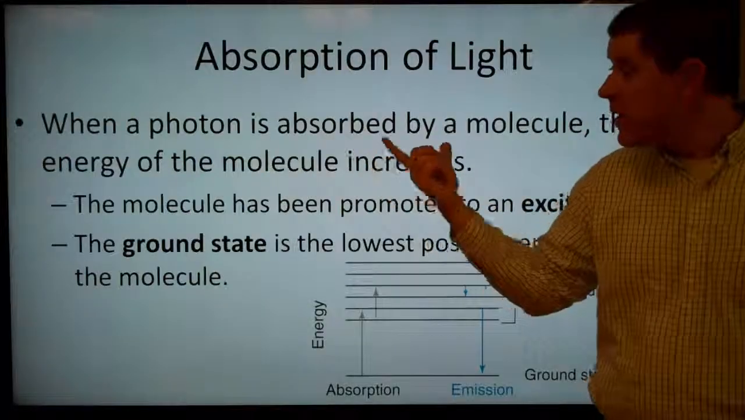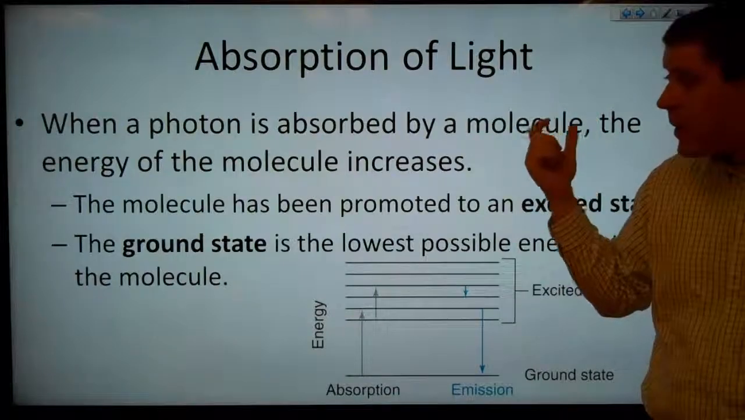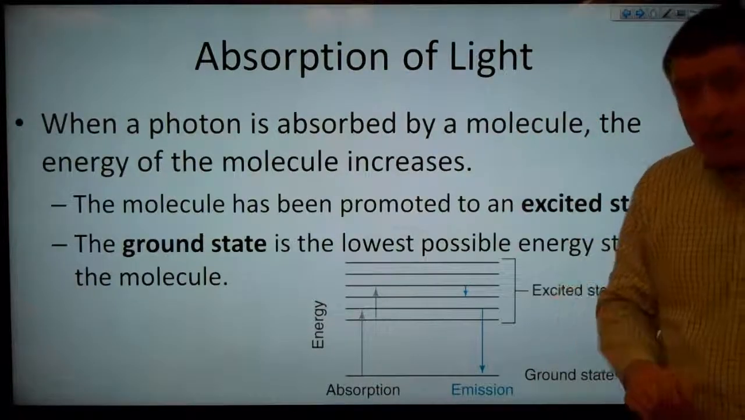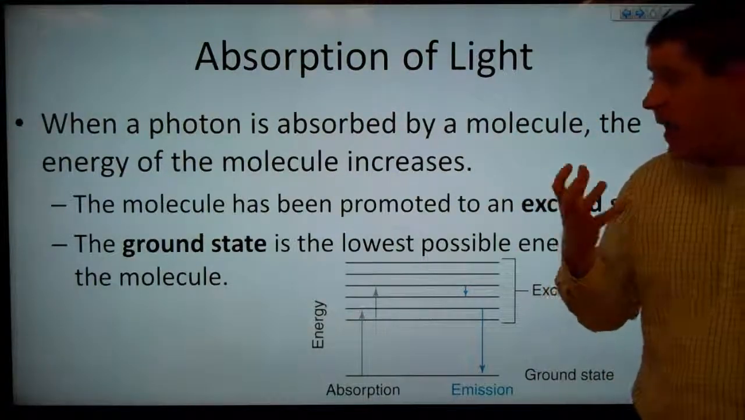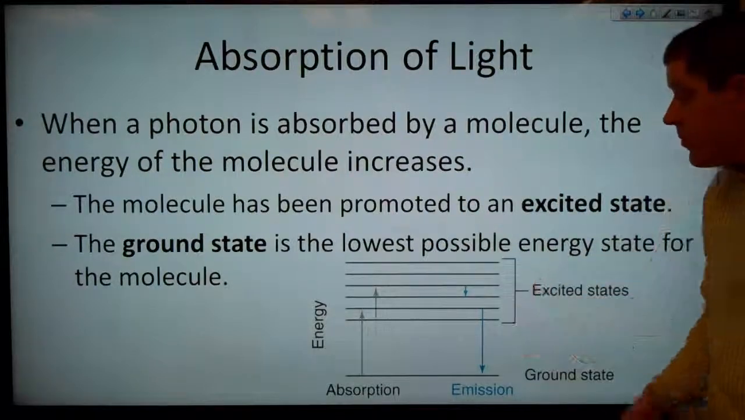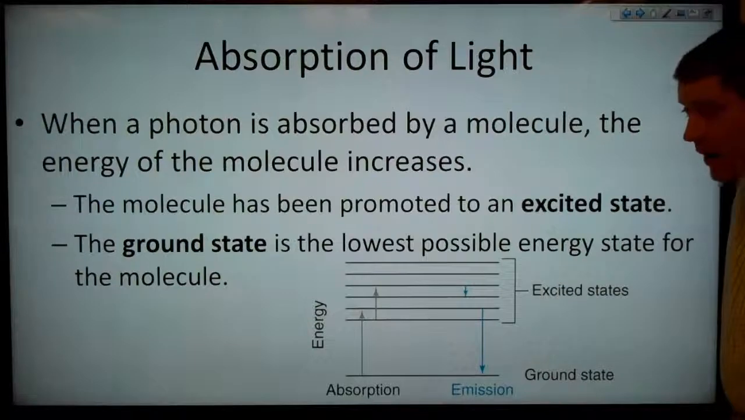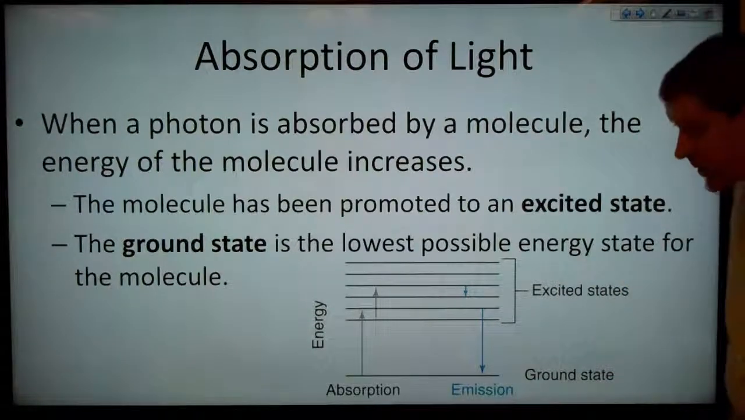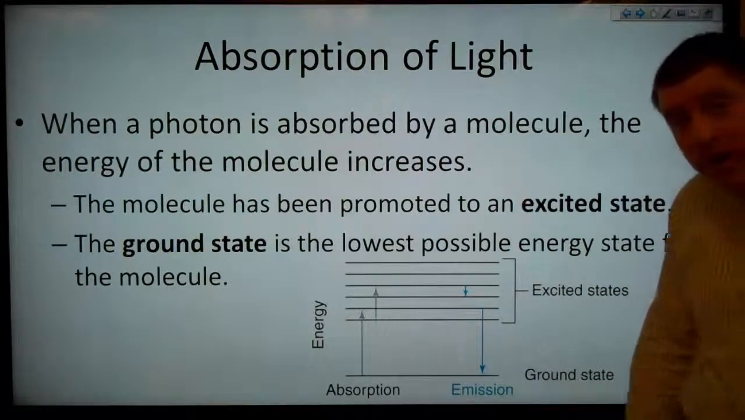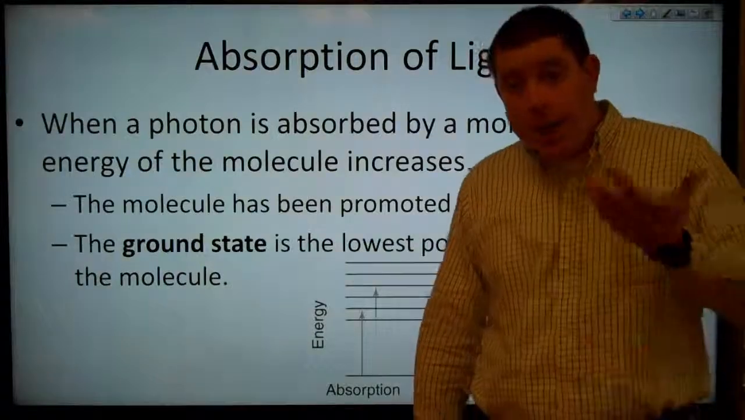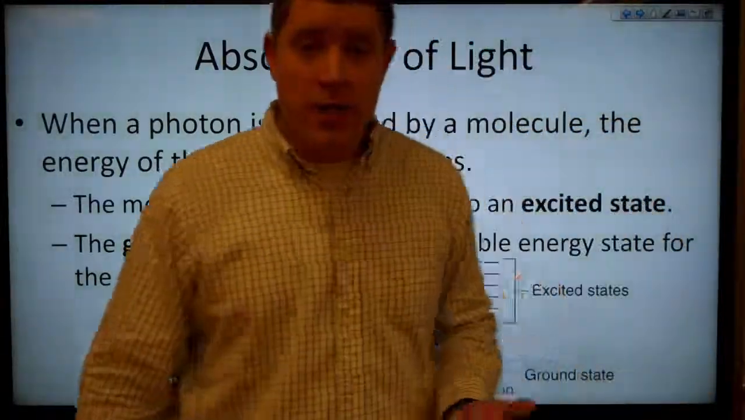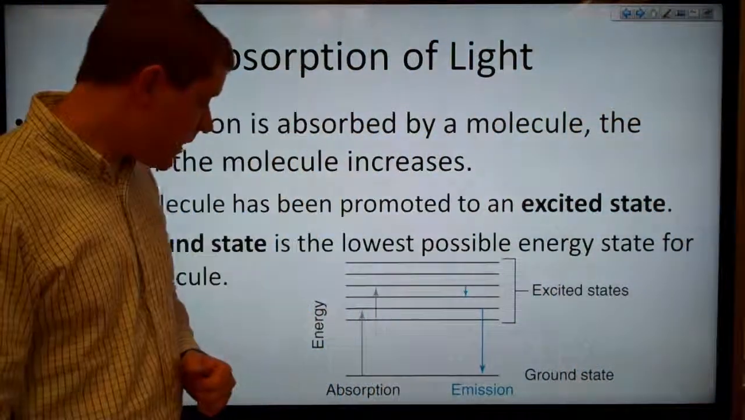So, when a photon is absorbed by a molecule, the energy of the molecule increases, because the energy of the photon has to go somewhere. The molecule has been promoted to an excited state, and the ground state is the lowest possible energy state of the molecule. The molecule may have already existed in the ground state, or in one of the excited states, and now it's moved up to a higher excited state.